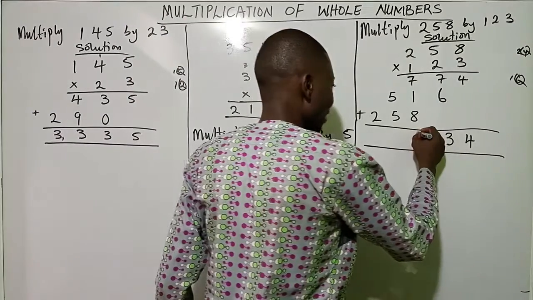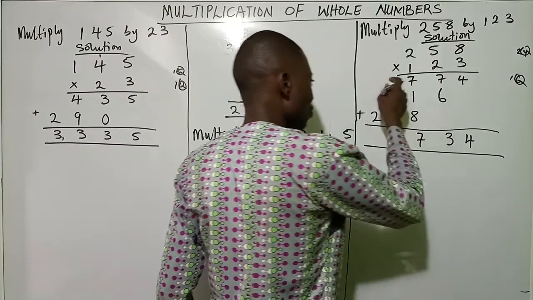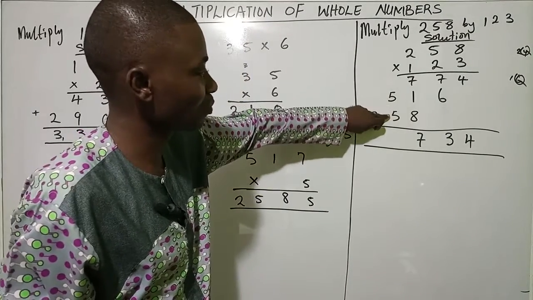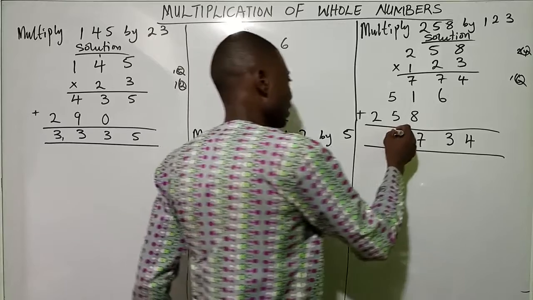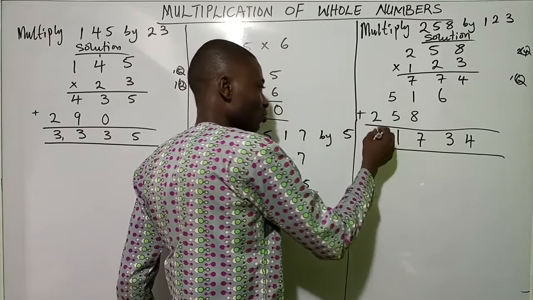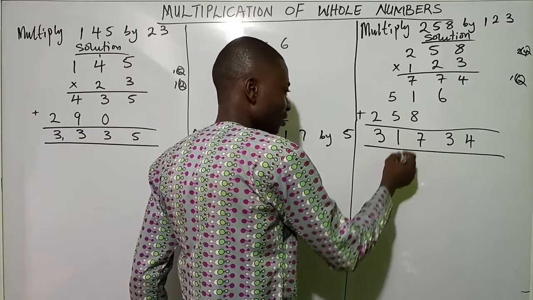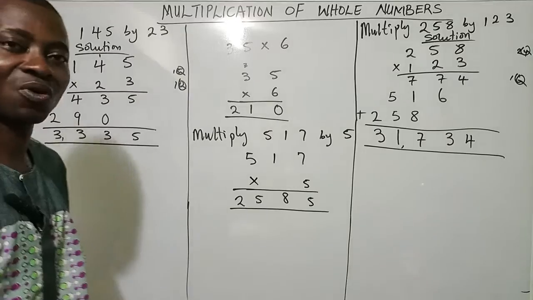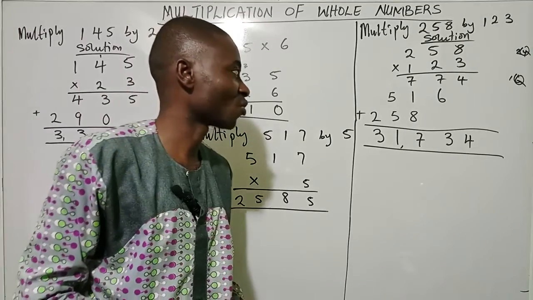17. So you write down 7, carry 1. 1 plus 5 is 6. 6 plus 5 is 11. You write down 1, carry 1. 1 plus 2 is 3. So this becomes our answer: 31,734. So that is it.